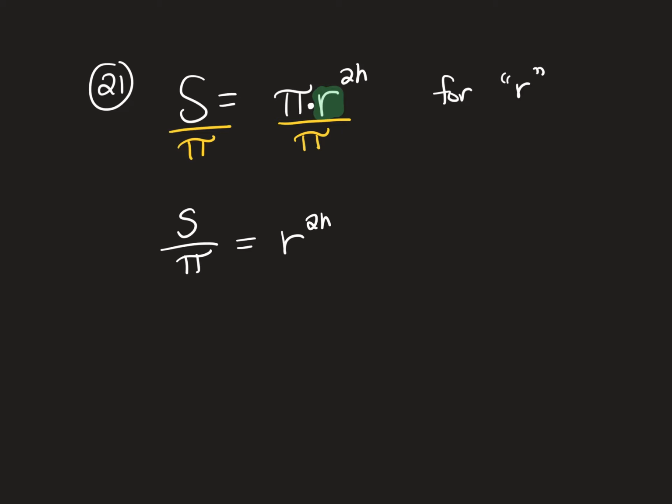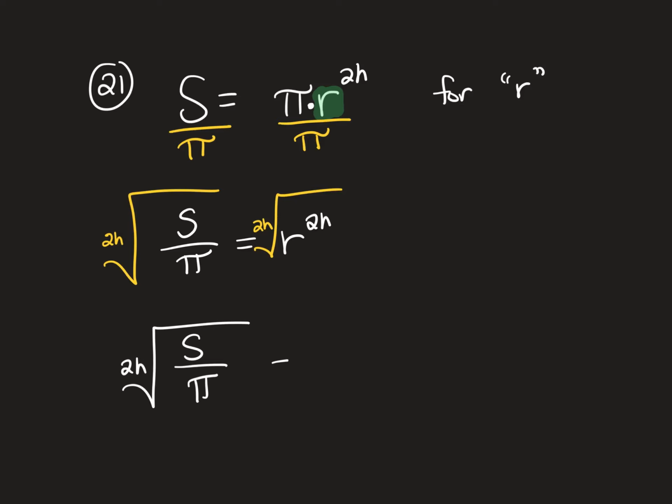So I would take my s over pi. I'm going to take the 2h root of that, the 2h root of the other side. And what that will do is undo the 2h power. And that's just going to leave me with an equation that looks like this: the 2h root of s over pi equals r.